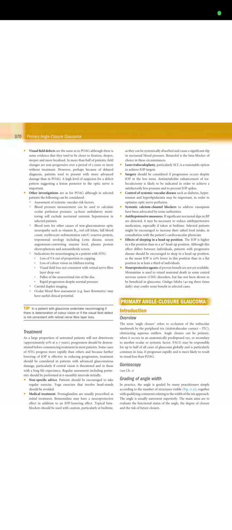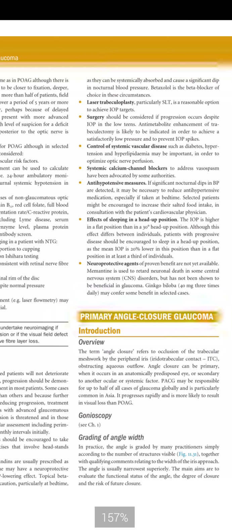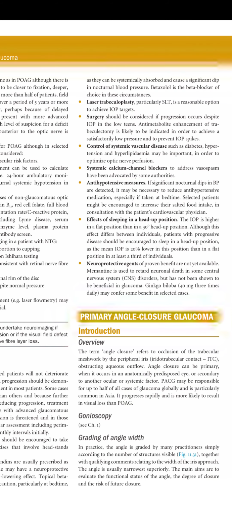Kanski lecture series. This is going to be chapter 11, glaucoma part 7, and in this part we are going to discuss primary angle closure glaucoma. Basically, primary means that there is no other ocular or non-ocular pathology, and it is related to the angle of the eye. If it is closed, it is causing glaucoma.